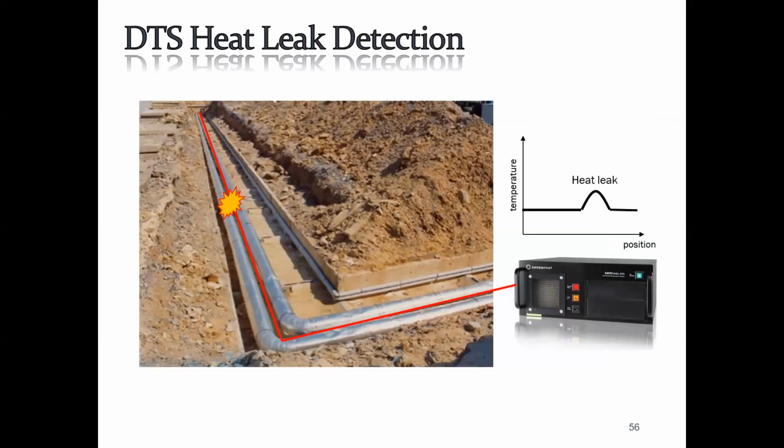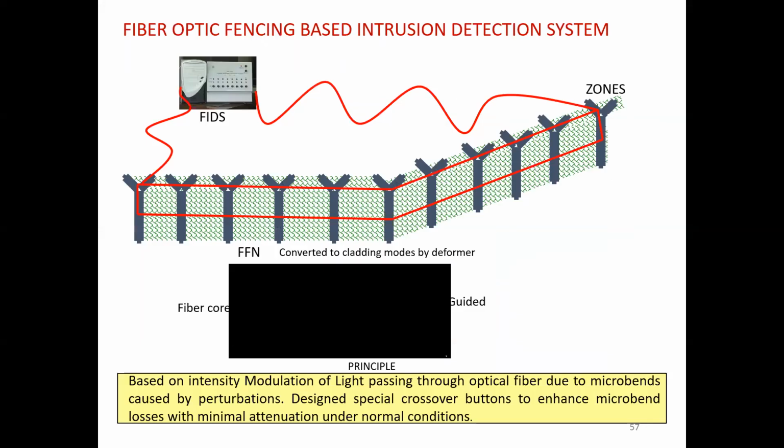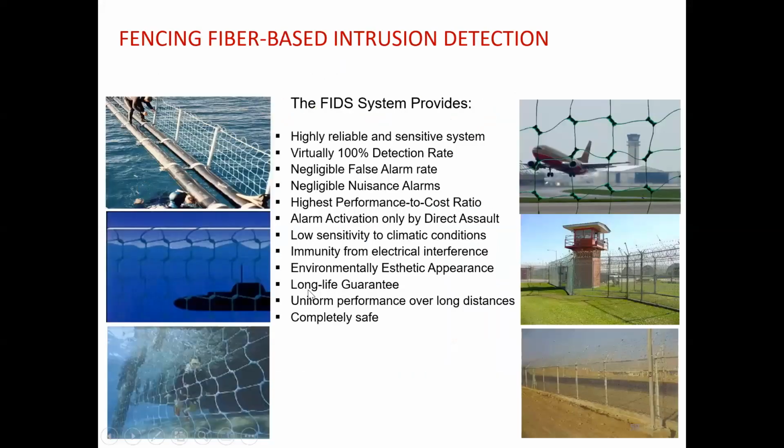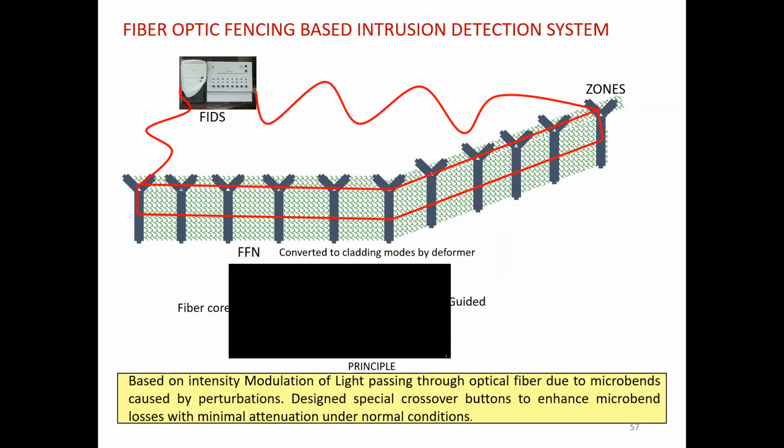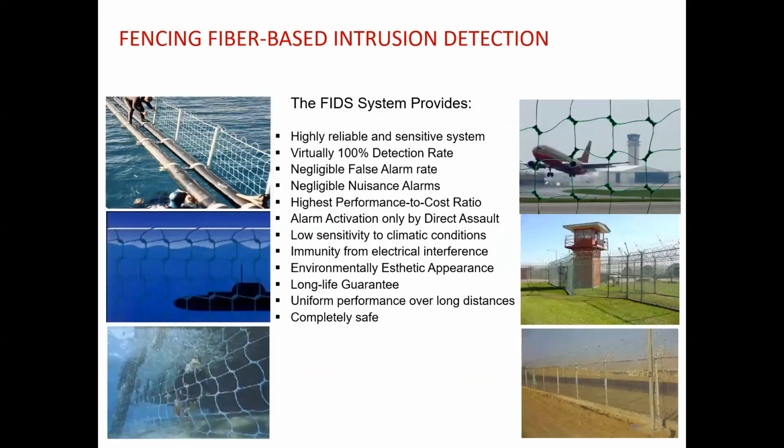Also leak detection. It can be used because whenever a leak happens in an oil and gas pipeline, there is a change in temperature, which we can immediately monitor with the optical fiber. Then the fiber optic sensor for intrusion detection, which I explained, works with vibration, because with vibration we can sense the intrusion.